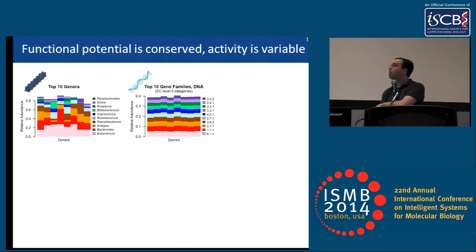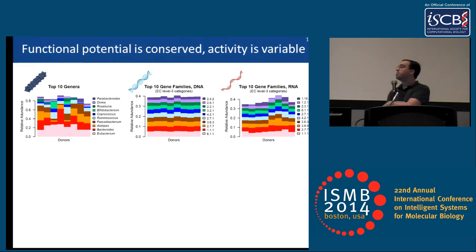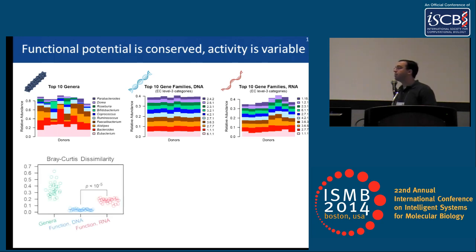So what does this look like at the RNA level? Well, it's somewhere in the middle. We see that it's not nearly as different between individuals as, say, taxonomic composition, but the RNA expression is more variable across people than the functional potential measured with DNA. And if we do a measure of ecological similarity, like Bray-Curtis score, you can see that same trend here with more statistical oomph behind it, that the genera are very different between people. Functional potential is very well conserved, but functional activity is very unique from one person to another.